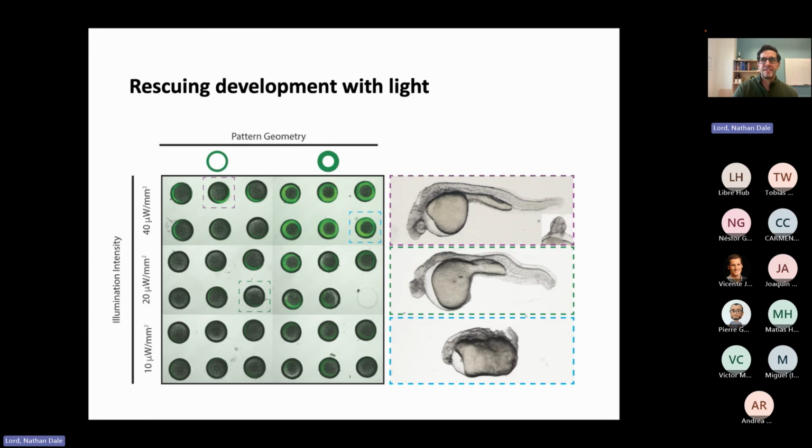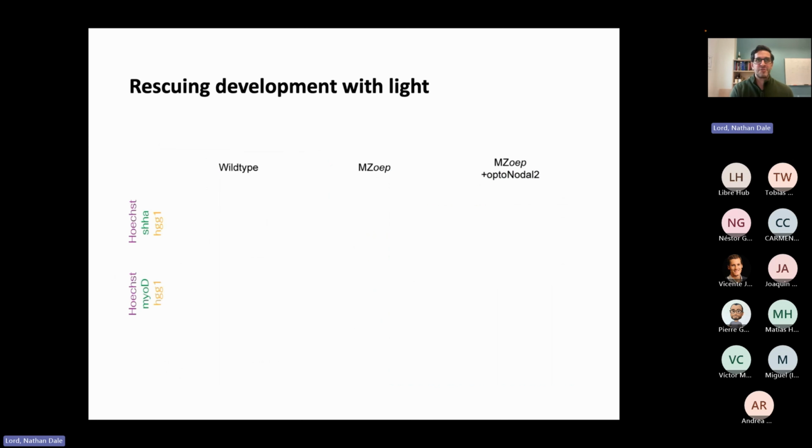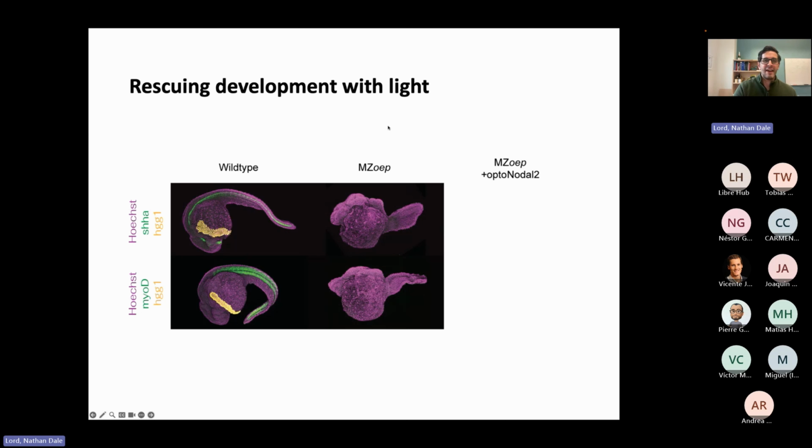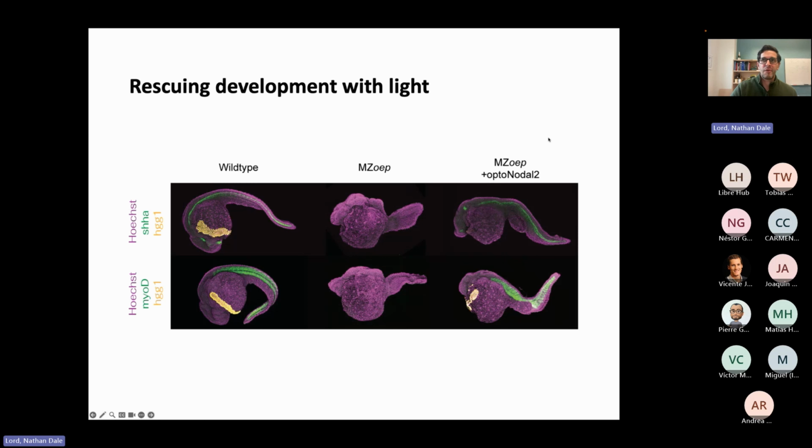And just to close the loop, this isn't just evident at the level of gross transmitted light phenotypes, but we can also visualize markers of these nodal dependent tissues. So in a wild type embryo, you can see on the top in green is the notochord. And then the hatching gland, which is a high intensity nodal target tissue. And then on the bottom, you can again see the hatching gland, but in green are the somites, which are the trunk muscle. MZOEP mutants have no nodal, so they don't have any of those things. But if we try to rescue our MZOEP mutants with targeted nodal stimulation, we can rescue at a molecular level the formation of the notochord, the somites, or the hatching gland.